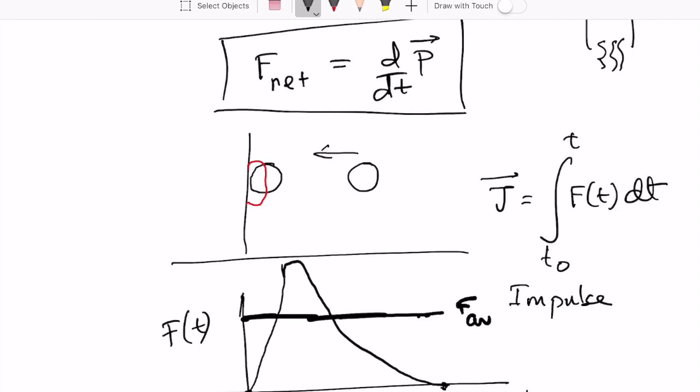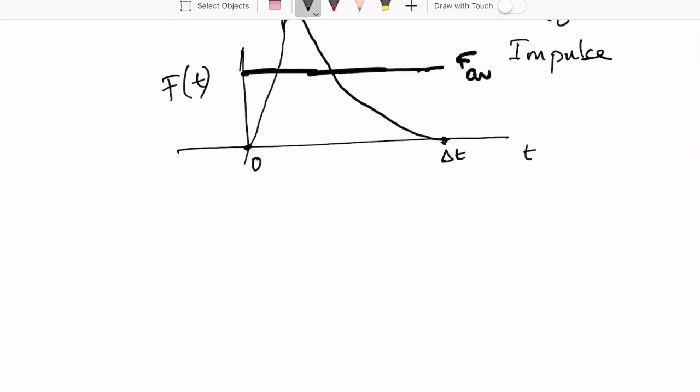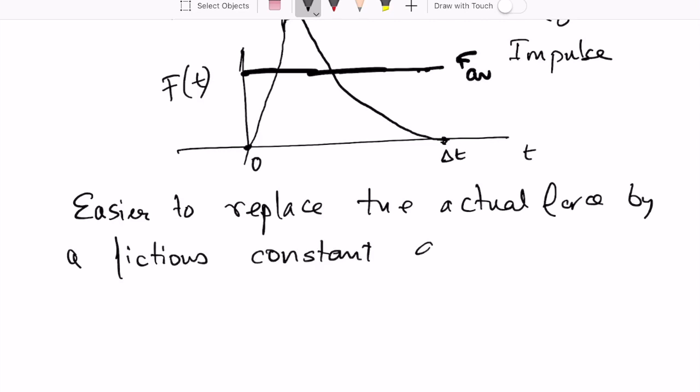So what is the impulse of this constant force going to be? It's easier to replace the actual force by a fictitious constant average force. And what is the impulse for this average force going to be?